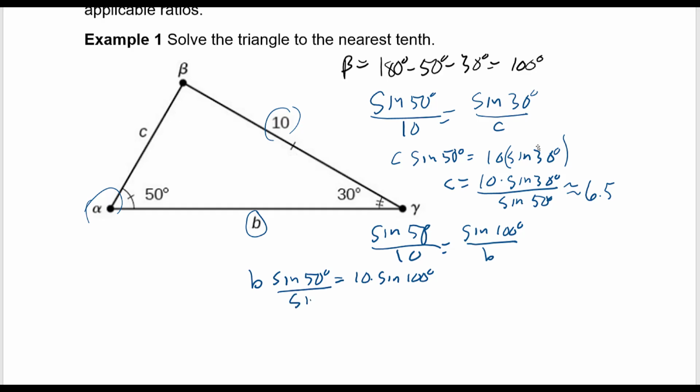Divide both sides by sine of 50 degrees. B equals 10 times sine of 100 degrees over sine of 50 degrees, which is approximately 12.9. Okay, and that's the idea behind law of sines.